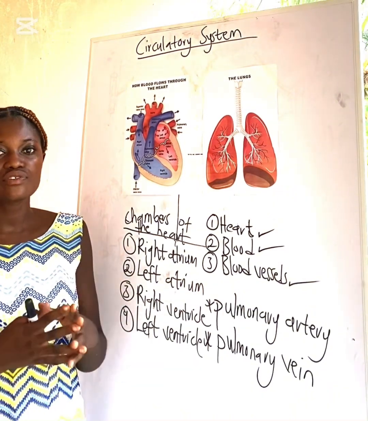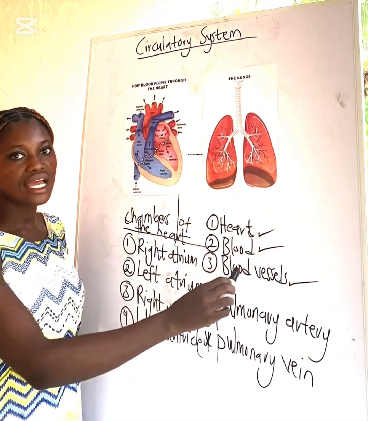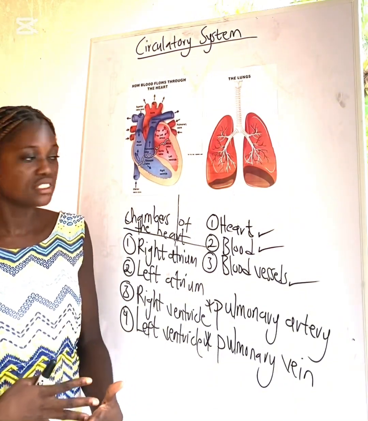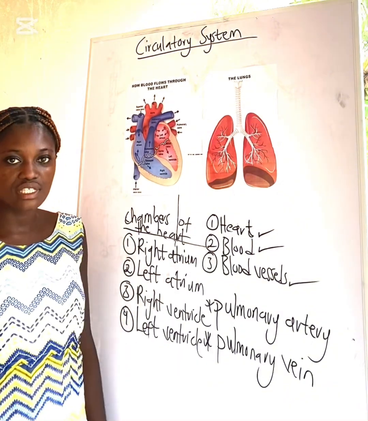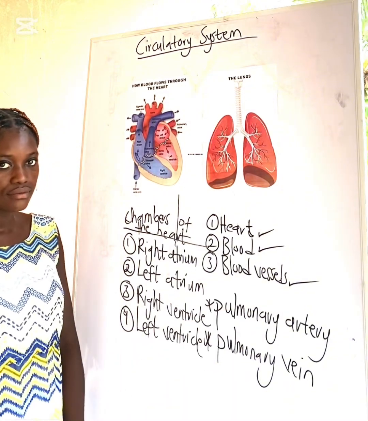These are the components. For better understanding, I'll be mixing my language. So the circulatory system consists of the heart, the blood, and the blood vessels.